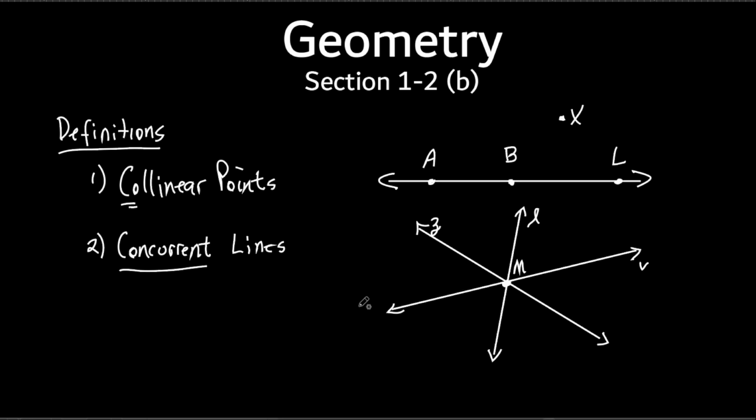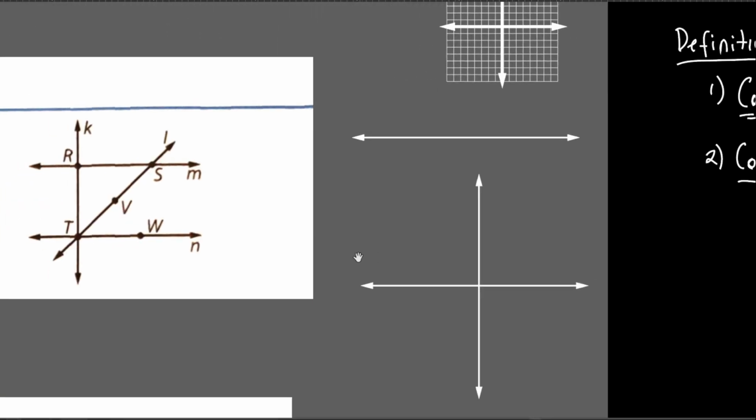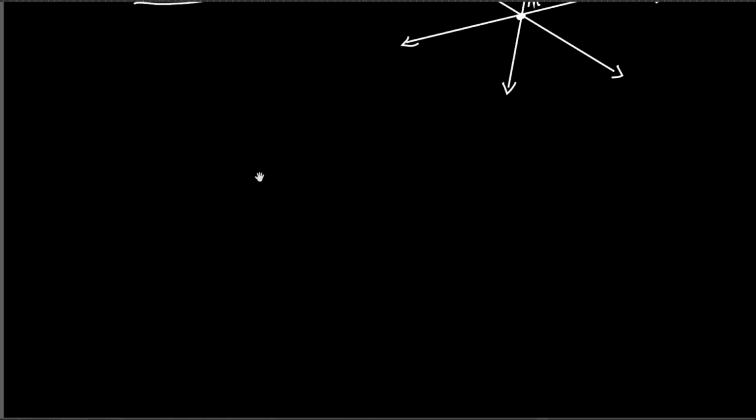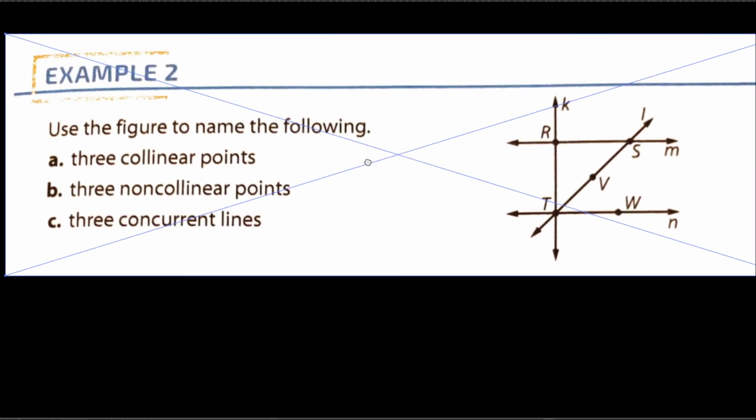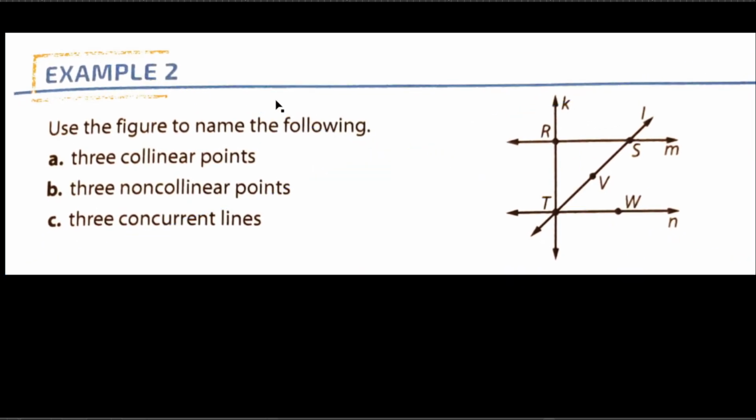All right, let's see. In my notes, example 2, I said go to the digital image, and I think it's over here. So I've got some images. Look at that. See, I was prepared. And let's move this to there, and let's see what this is. All right, so this is just an example using those definitions that we just talked about. So it says use the figure to name the following 3 collinear points. What does collinear mean? It means all the points do what? On the same line.